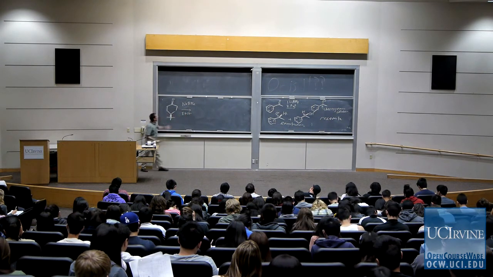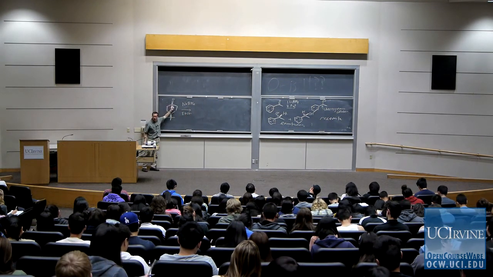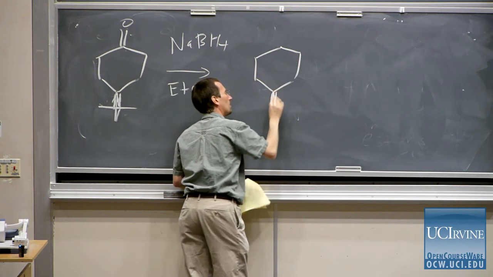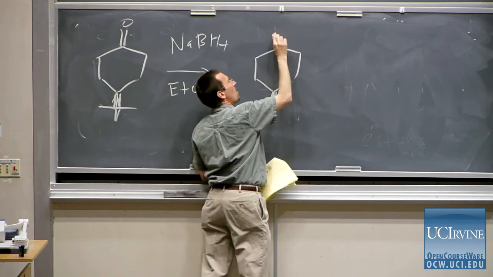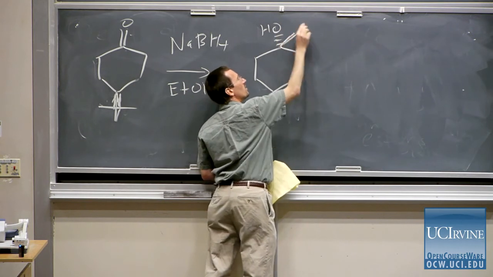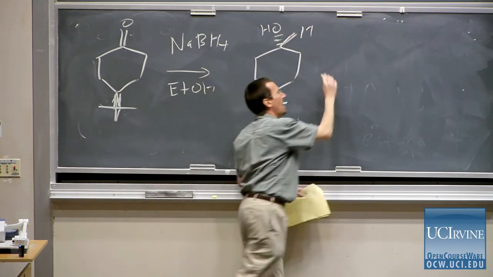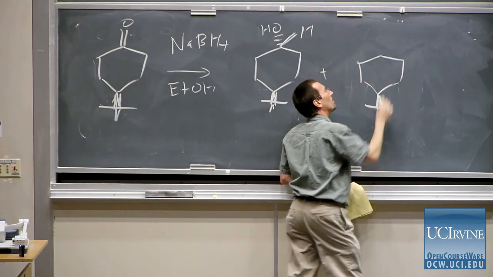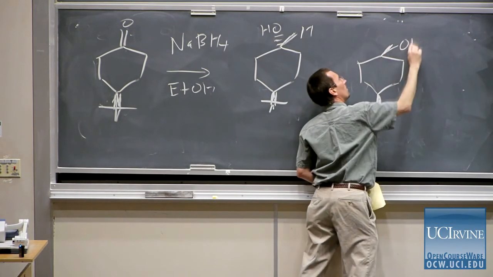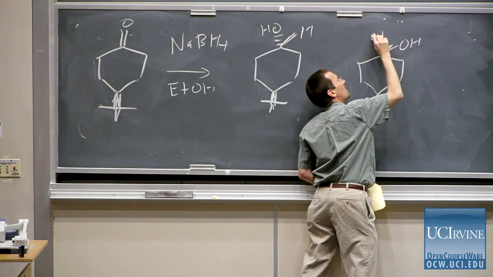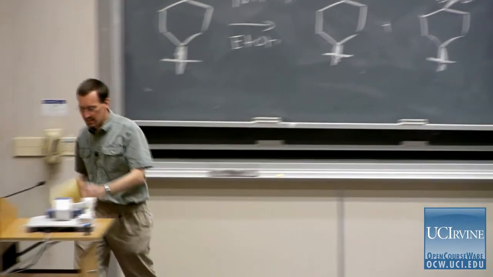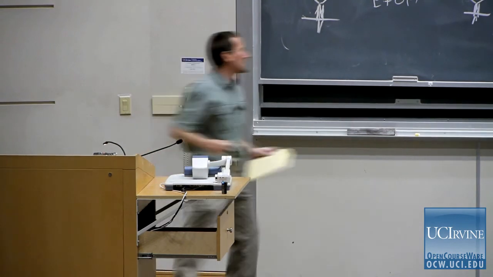Now, the hydride can add either from the front face or from the back face. If I add from the front face, I get the OH pointing down and the hydrogen pointing up. If I add from the back face, I end up with the OH pointing up and the hydrogen pointing down. What do we call the stereochemical relationship between those two molecules? Diastereomers.